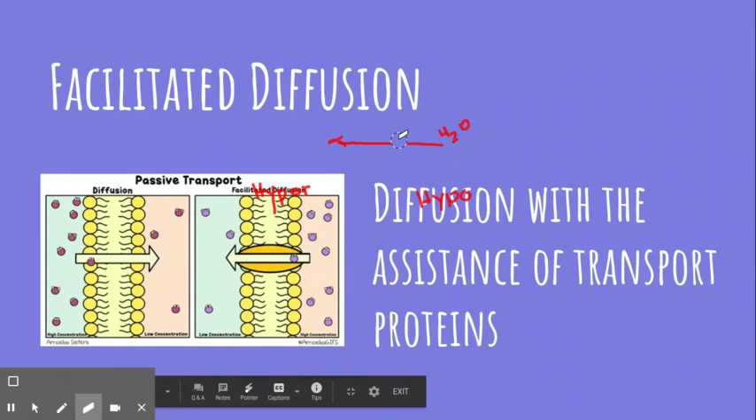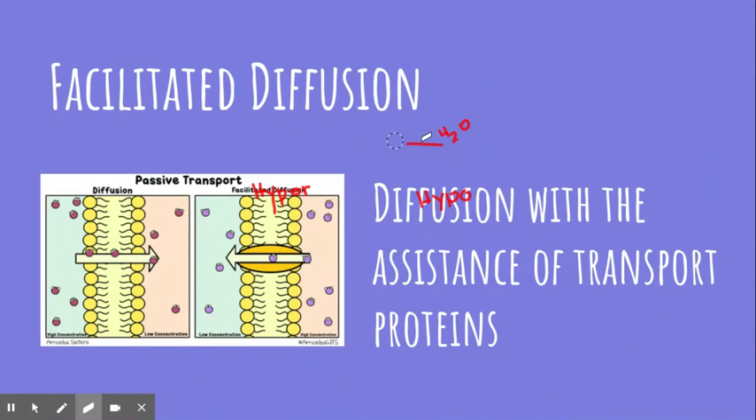So when we talk about osmosis and diffusion, that happens with just passing through the phospholipid bilayer or a cell membrane. But sometimes that's not possible because there are things that are too big to fit through the phospholipid bilayer. So what ends up happening instead is we have to use some sort of assistance to pass through, and we call these transport proteins.